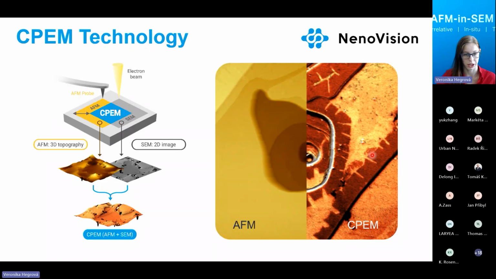If we have a look here, it definitely shows much more information when we combine it, because here is just the topography, and here is the material contrast from SEM.